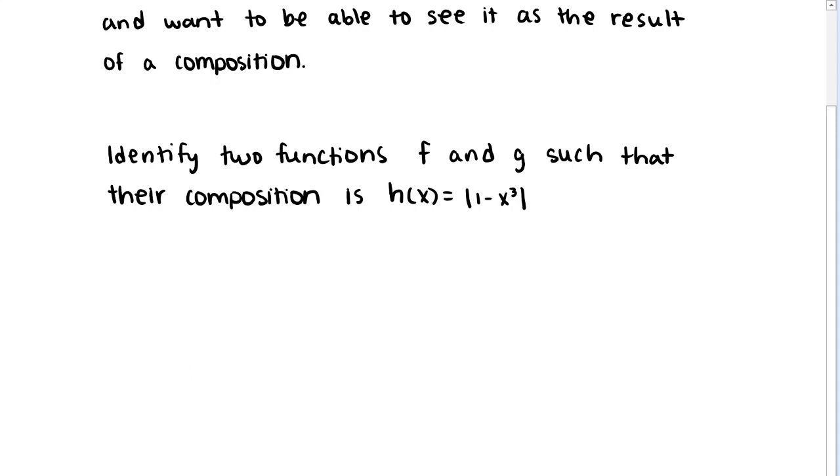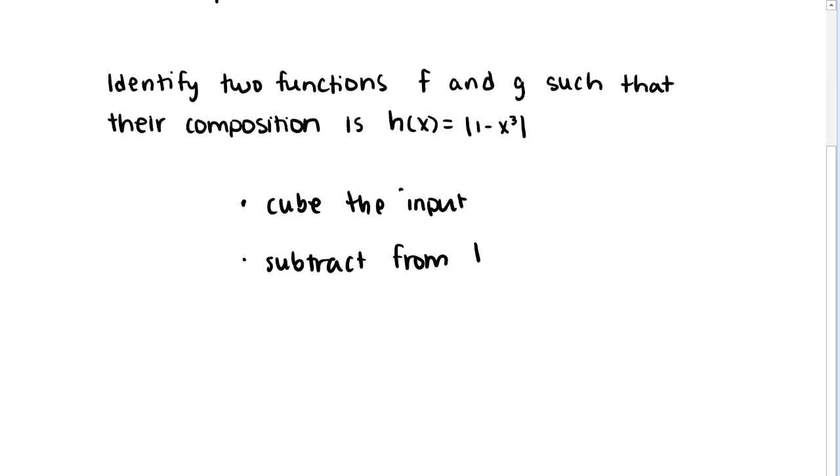And the main idea with this is that this function kind of describes a series of steps that you should apply to your input. Right, so this function really reads as, cube the input, and then subtract it from 1. Whatever you cube, subtract that result away from 1, and then take the absolute value. Many functions can sort of be interpreted as a series of steps to apply to your input.